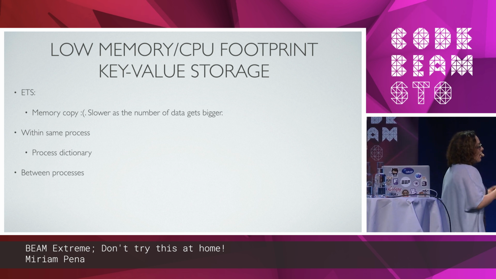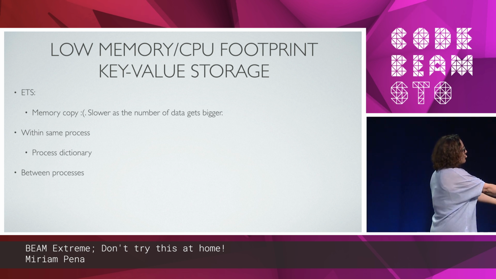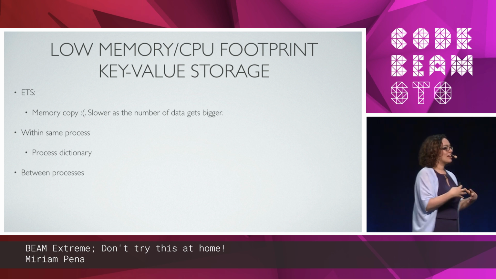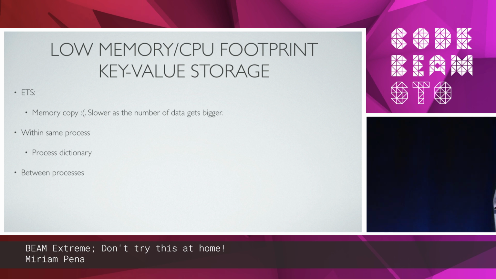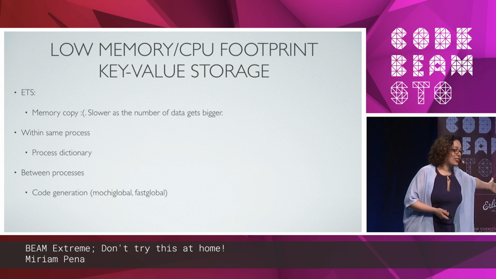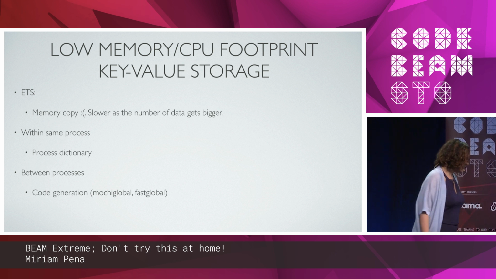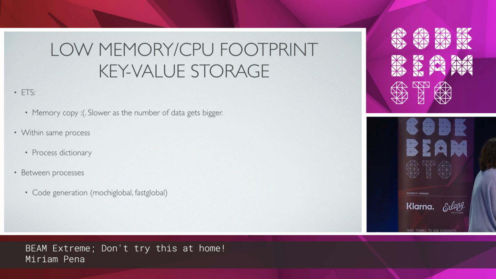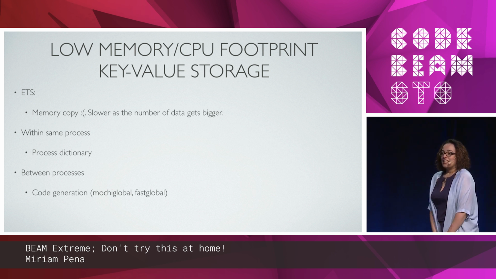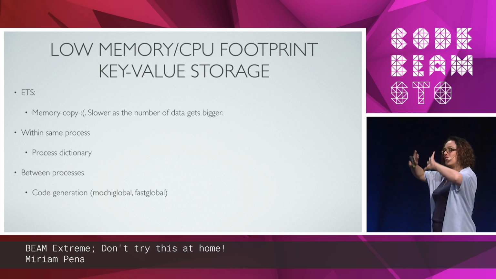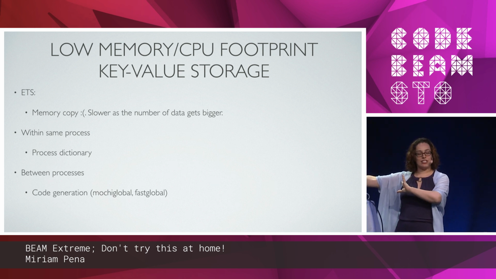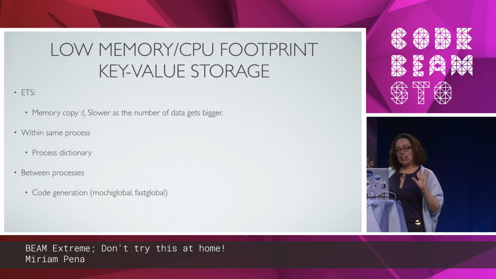Next, what happens if you want to send data between processes? You want to have key-value stores that you can access between several processes. Up until recently, and this is what we actually did in our Memcached driver, was to use code generation. The idea is that if you have a big configuration, like a term with a lot of things, and you want to pass it to another process, you have to copy it, and that takes time.